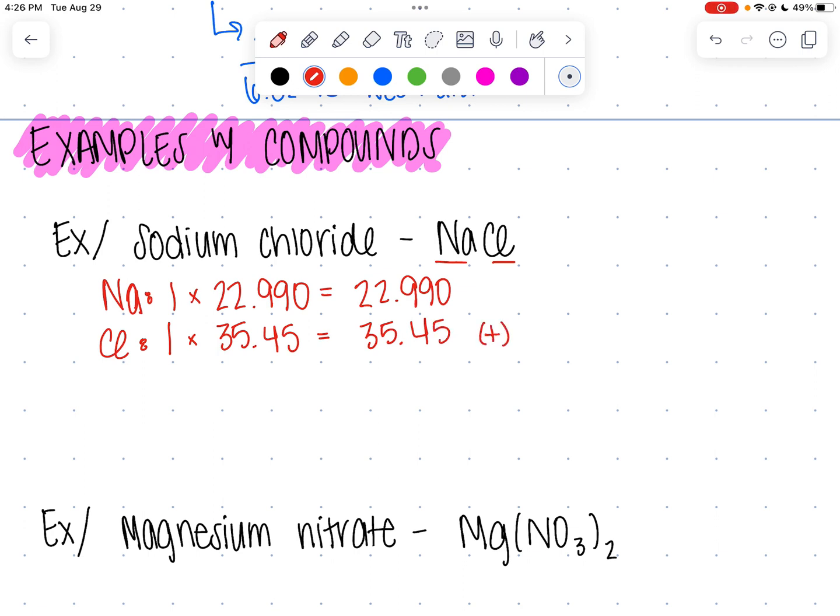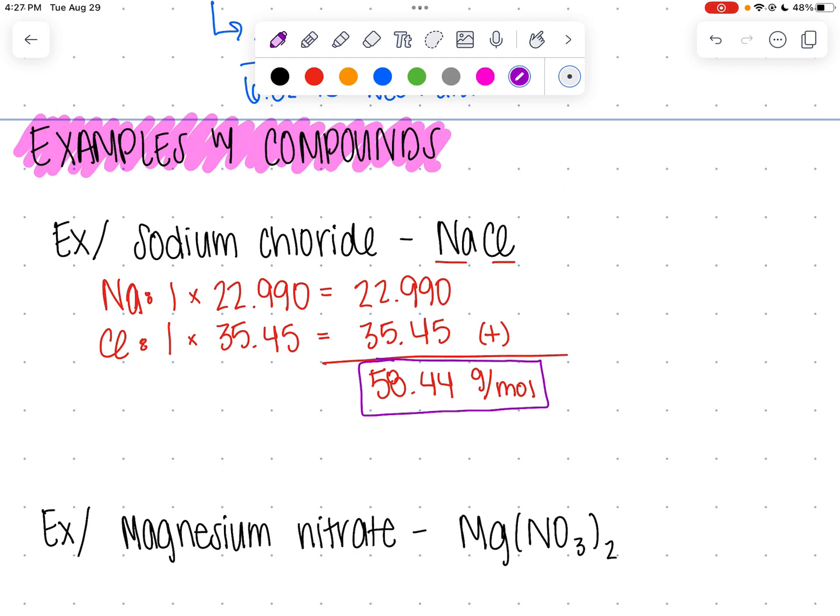And now my last step is to add these together to account for the masses of each of the types of atoms that I have present. So 22.99 plus 35.45 gives you 58.44 grams per mole. Don't forget to put your units on things. Units are incredibly important. You got to tell people what you're talking about here. Since we're talking about molar mass, it's grams per mole: the mass per 1 mole of a substance.